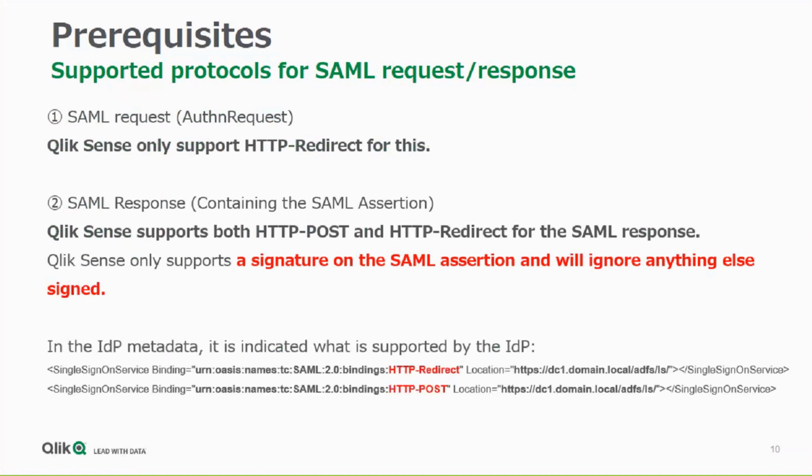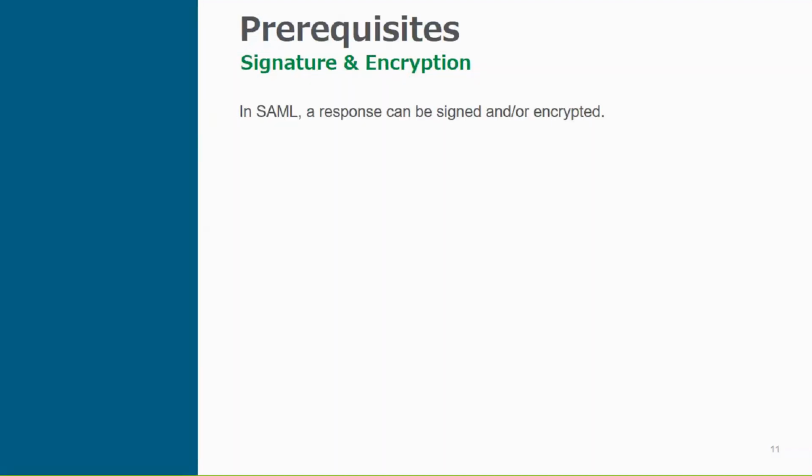In the identity provider metadata, you can easily check what protocols are supported. You just need to check the single sign-on service tag, and you can see if you have HTTP redirect or HTTP POST. Another prerequisite: signatures and encryption. In SAML, you can sign and/or encrypt a response.